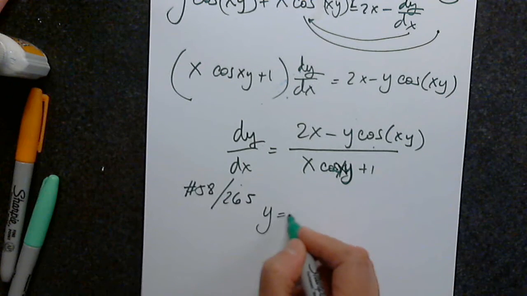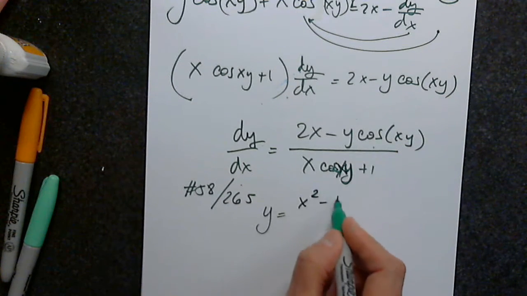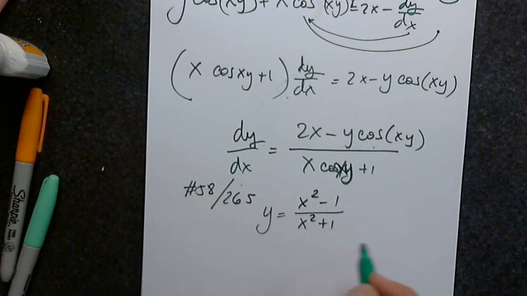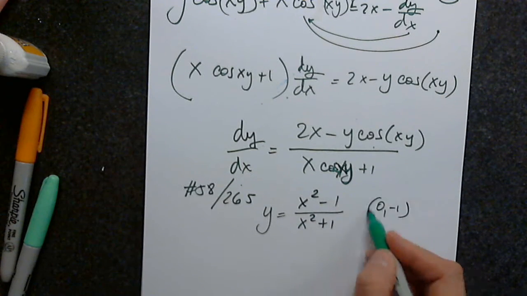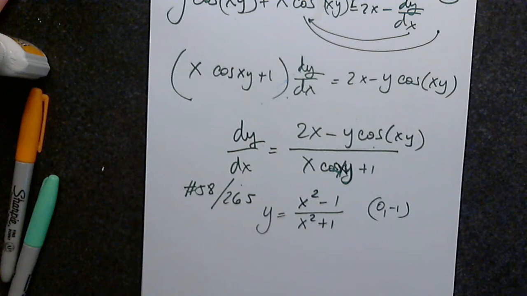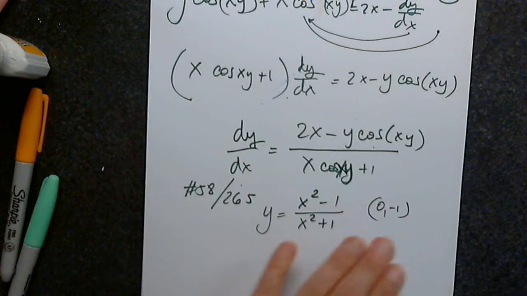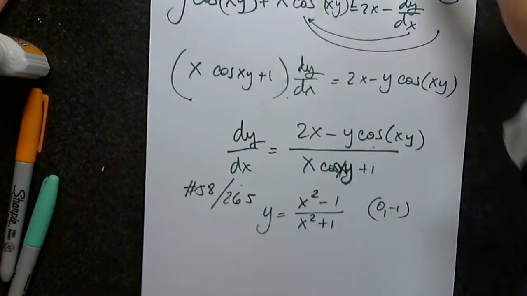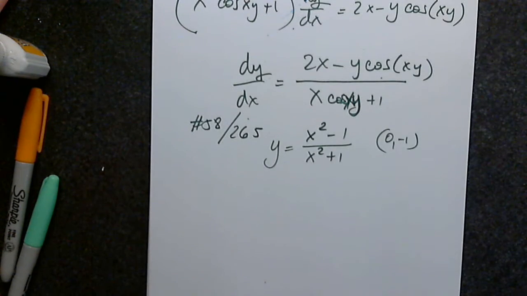We have y equals x squared minus 1 over x squared plus 1. The point is 0, comma negative 1. Don't trust anything. Yes, it is 0, comma negative 1. When I plug in 0, I get negative 1. They want us to find the equation of the tangent to the curve at the given point. So that's the curve, and that's the given point. So let's work on this for 1 minute.